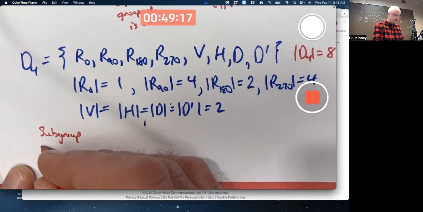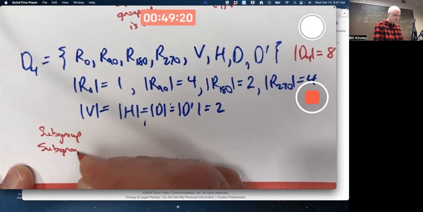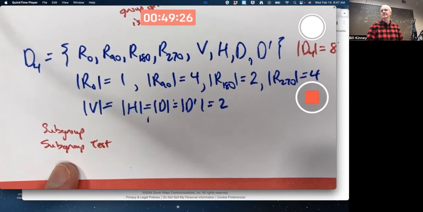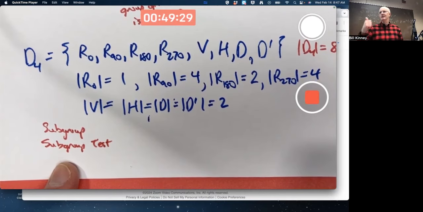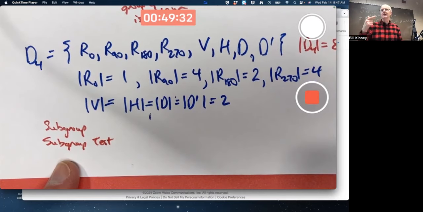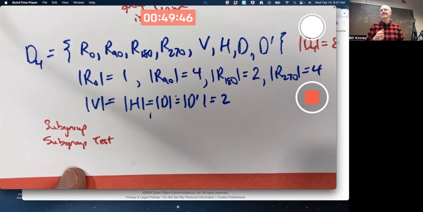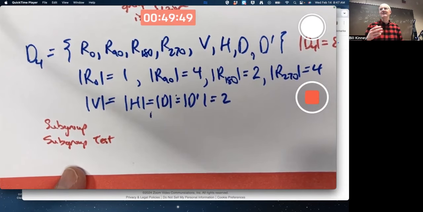Just like you had a subspace test, there's a subgroup test. In fact, there are 3 subgroup tests in our book. One's called the 1-step subgroup test, another one's called the 2-step subgroup test, and another one's called the finite group subgroup test. It's a little funny. The 1-step subgroup test actually involves 2 steps. The 2-step subgroup test actually involves 3 steps. And the finite group subgroup test actually just involves, well, you still need to verify, it involves 2 steps.